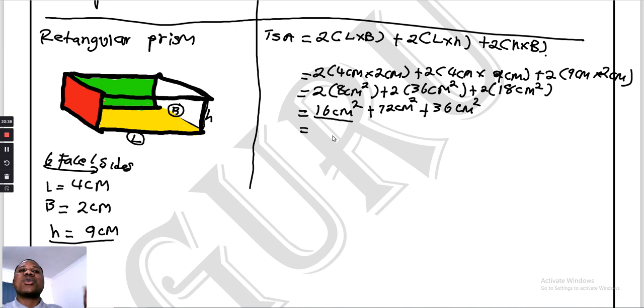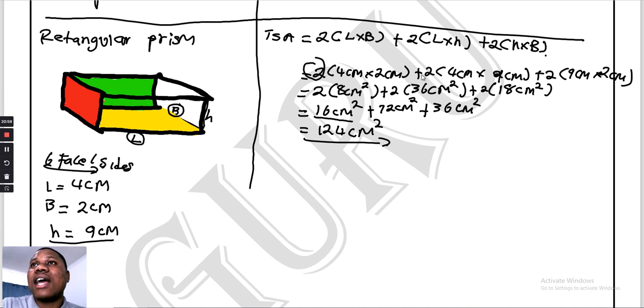So now we are going to combine all of our sides. That is going to be 16 plus 72 plus 36. That gives me 124 centimeters squared. So that is our total surface area of this rectangular prism. If you check here, I have set 2, 2, 2. So these twos confirm to you that indeed you are calculating the areas of 6 faces.